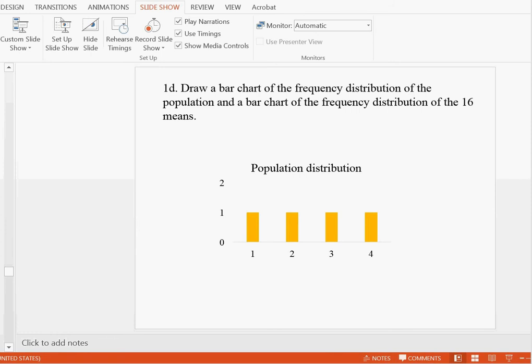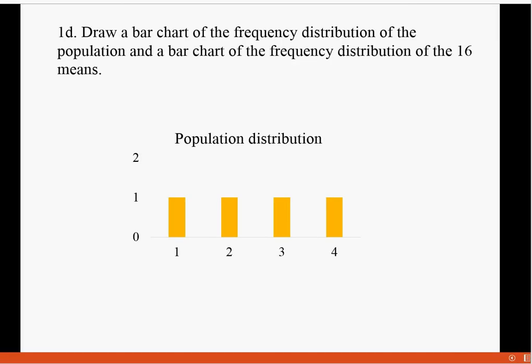Draw a bar chart of the frequency distribution of the population and a bar chart of the frequency distribution of the 16 sample means. Previously we have learned how to draw a bar chart for a frequency distribution, so we don't have to demonstrate it anymore. You can draw this bar chart in an Excel spreadsheet, or manually. Either way, you have to do this in the assignment. I've done this in Excel, and this is what I get.